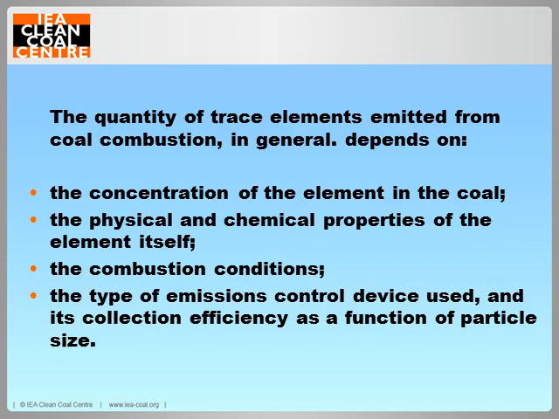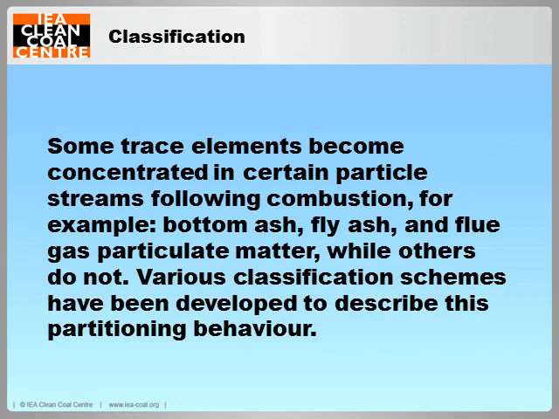The quantity of trace elements emitted from coal combustion in general depends on the concentration of the element in the coal, the physical and chemical properties of the element itself, the combustion conditions, and the type of emissions control technology used, and its collection efficiency as a function of particle size. Some trace elements become concentrated in certain particle streams following combustion, for example, bottom ash, fly ash, and flue gas particulate matter, while others do not. Various classification schemes have been developed to describe this partitioning behavior.